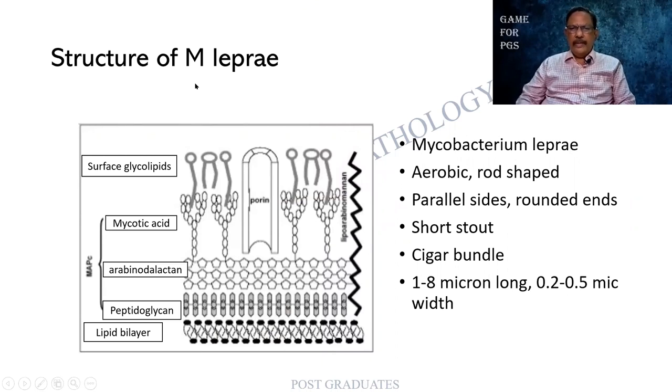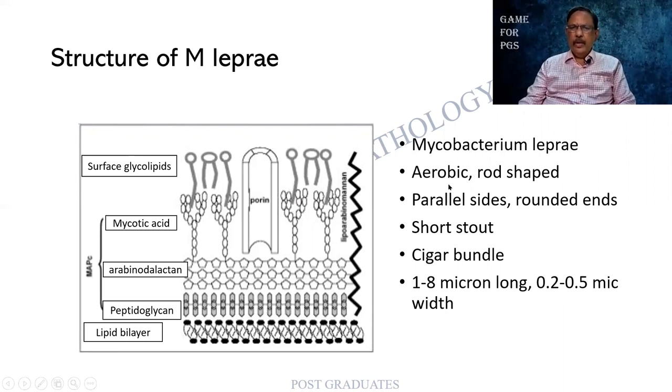The structure of Mycobacterium leprae. I am not taking a microbiology class, but this is of importance to us from the staining point of view. The bacterium has surface glycolipids, consisting of mycolic acid, arabinogalactan, and peptidoglycan. These three are there, 1, 2, and 3. This is followed by the lipid bilayer between two monomolecular layers of protein. So this is the structure of the leprosy bacillus.